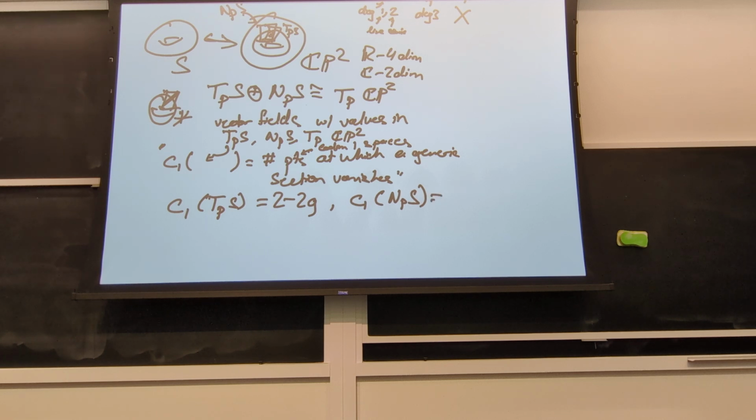So does anyone have a guess as to what the first Chern class of the normal space is going to look like? And I'll give you a hint. You can think of it also as deforming your surface a little bit and then looking at the number of points of intersection. Yeah. Wait. Can you re-explain what you mean by the number of codimensional spaces of which a generic section vanishes?